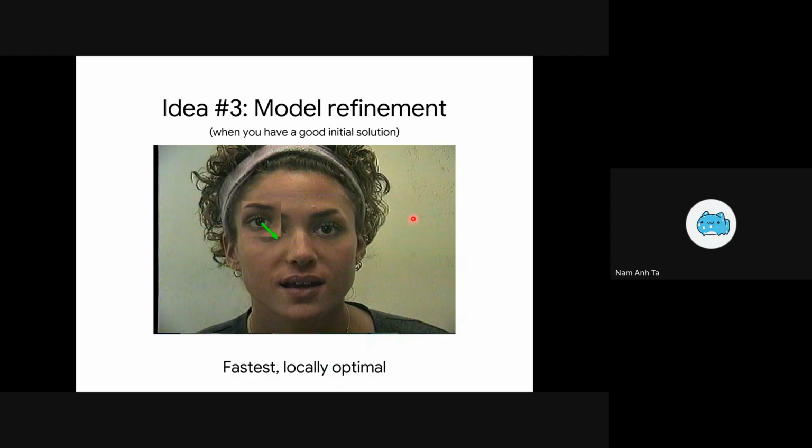So the third idea here, back to this problem again, is model refinement. Look at this face tracking example right here. We selected a small patch, which is the I, as our template. The green arrow here shows the movement needed to stay aligned in the next frame. This is where the Lucas-Kanade algorithm shines, which I will introduce shortly. If your starting point is pretty near the correct location, the algorithm can very quickly and accurately fine tune the parameters to find the perfect match.